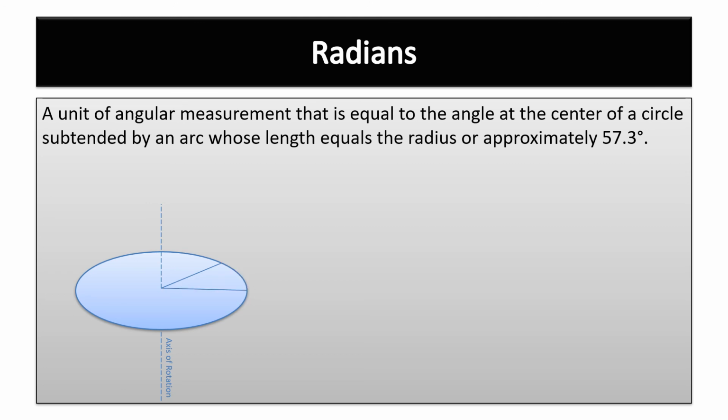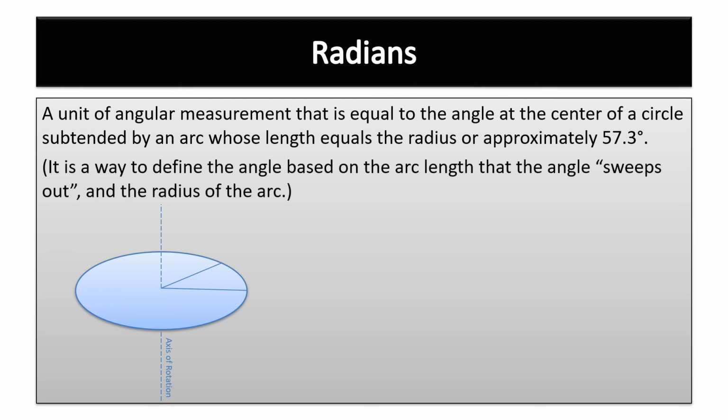Why, Mr. Nangle? Why is that even a thing? It's just a way to define the angle based on the arc length that the angle sweeps out and the radius of the arc. So instead of using degrees or revolutions, we're using the geometry of the circle to define the angle, which is useful.